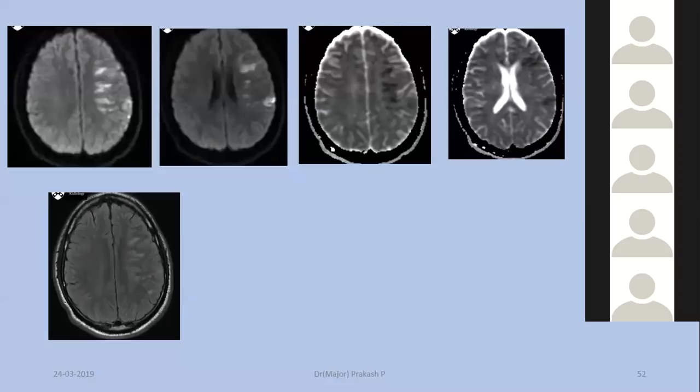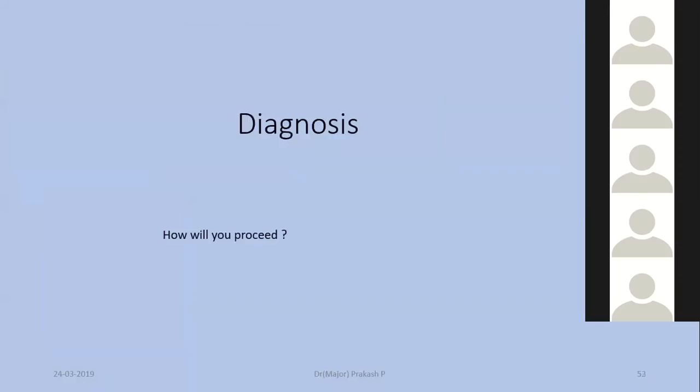Okay. Since most of you are attempting it correctly, we'll proceed to the next. The sequences, like most of you have mentioned, are diffusion with ADC and a FLAIR image. There it shows multiple focal areas of restriction, which appear hyperintense. Most of you have got it correct. It is most likely a case of acute infarct.